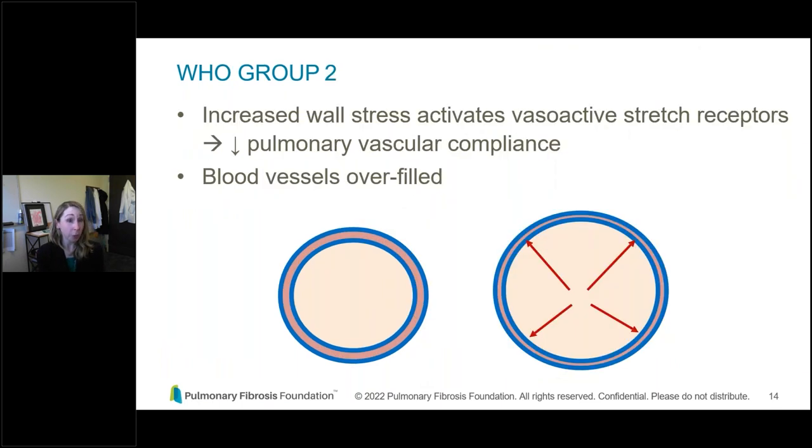And WHO group two, which is the most common cause of pulmonary hypertension, the blood is kind of backing up from the left side of the heart, and this increases wall stress. And so the vessels are just dilated and overfilled, and so the pressures are higher.